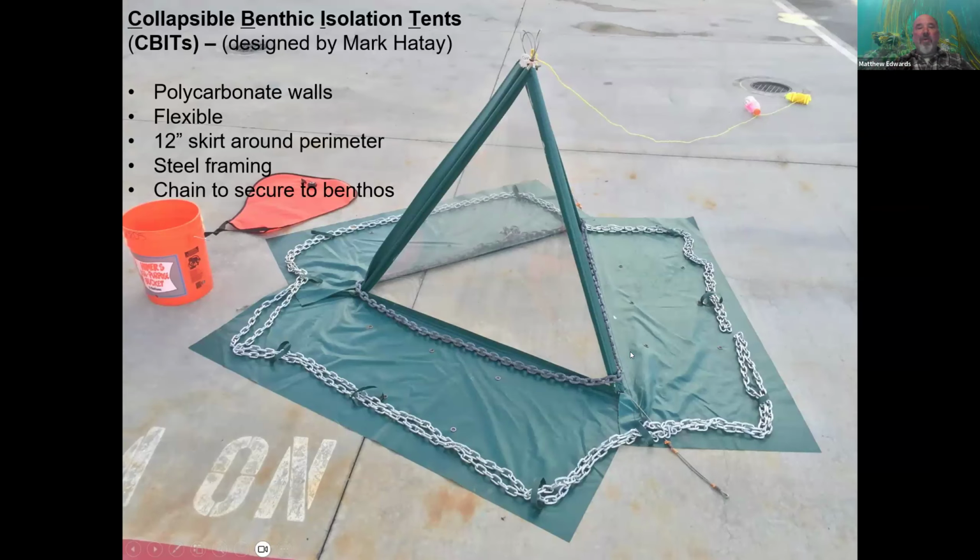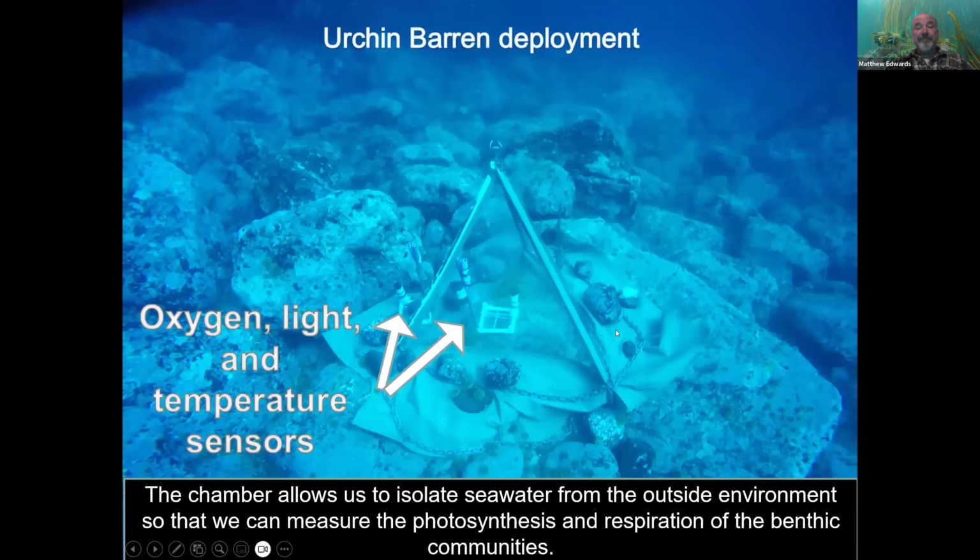They had a big skirt around them, which could be laid on the benthos. We would lay chain on these things, which would create a seal to the bottom. And they had steel framing on the edges, so it held this triangular shape so we can calculate the volume. So now we know the area of the bottom and the volume in here. And these are important for measuring production. And then we would outplant these things to the benthos. And this is one that's placed in an urchin barren.